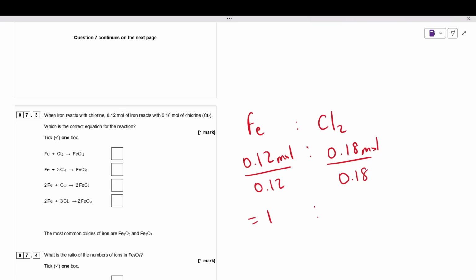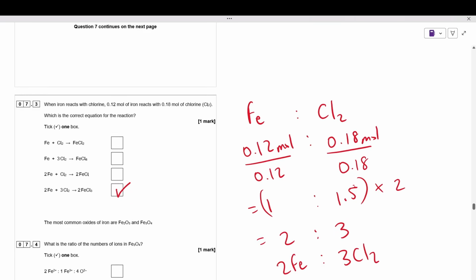That's going to give a 1 to 1.5 ratio, but we don't want a 1.5, so we're going to have to try and make this into a whole number, really. So we can multiply all of this by 2, so that then is going to be in a 2 to 3 ratio. So we know we need 2 Fe to 3 Cl2 in our equation for this equation to be correct. So now let's find which one corresponds with this. So 2 Fe, 3 Cl2. So that means our answer is going to be that one there. Okay, so that's our response for that question.